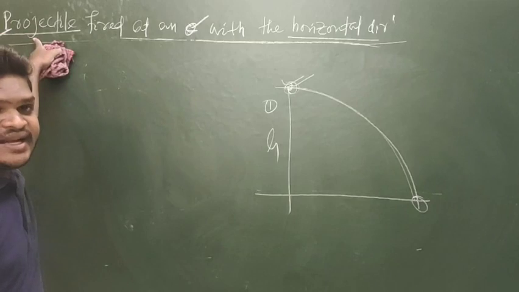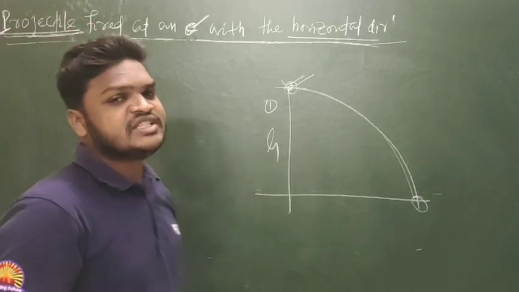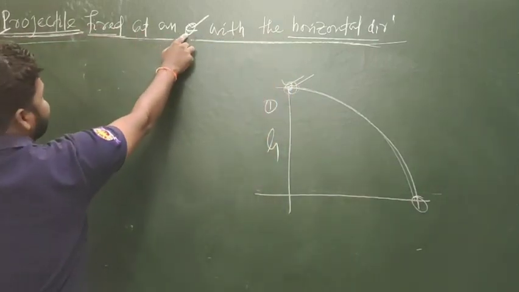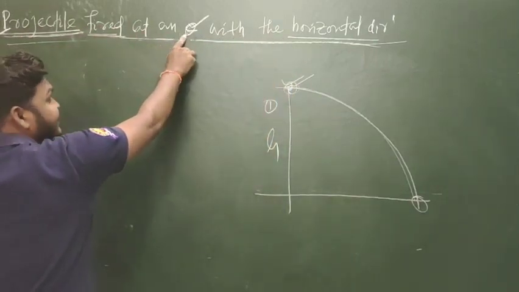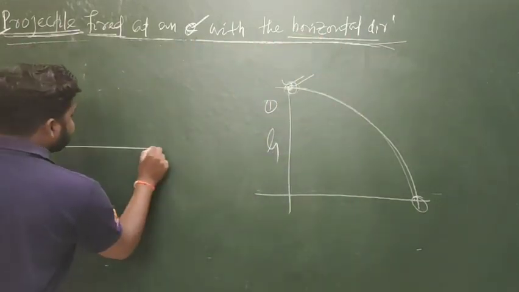This is the second case. Here, projectile means the body which is projected or fired at an angle theta, and that angle theta is made with the horizontal direction. So for this question, first we draw a diagram.